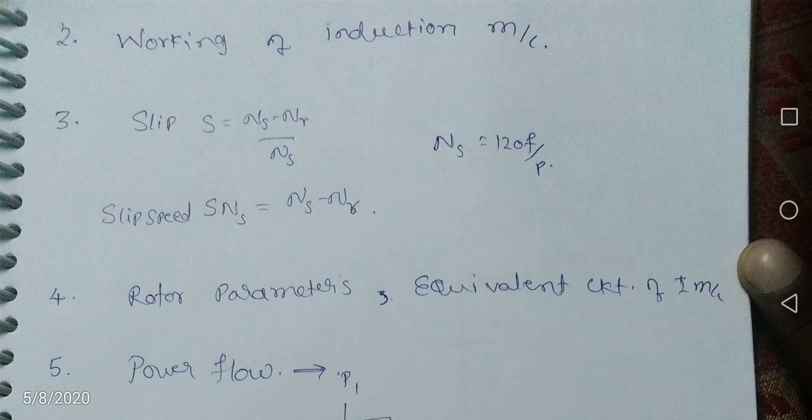So if the time angle and space angle are equal, then a uniform flux is produced and uniform torque is developed in the air gap. If the space angle and time angle are not equal, that means slightly different, then torque will still be produced, but it is a non-uniform torque. Like in a single phase induction machine, the torque developed is non-uniform.